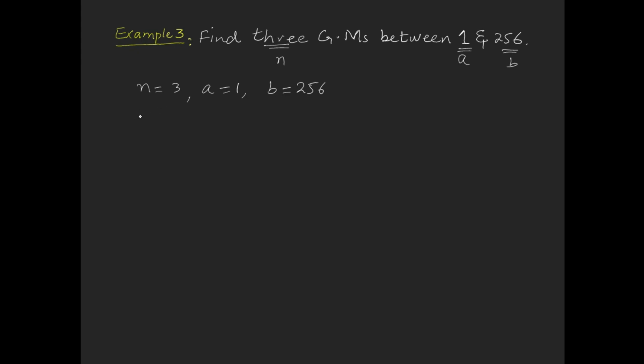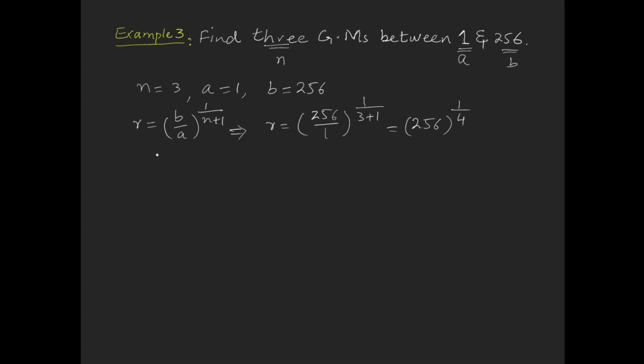Now A is 1, so what is R? R is B divided by A, raised to the power 1 divided by n plus 1. So R is equal to 256, which is the value of B, and the value of A is 1, and n is 3. So 256 divided by 1, 256, raised to the power 1 over 3 plus 1, 4. In the denominator there is 4.